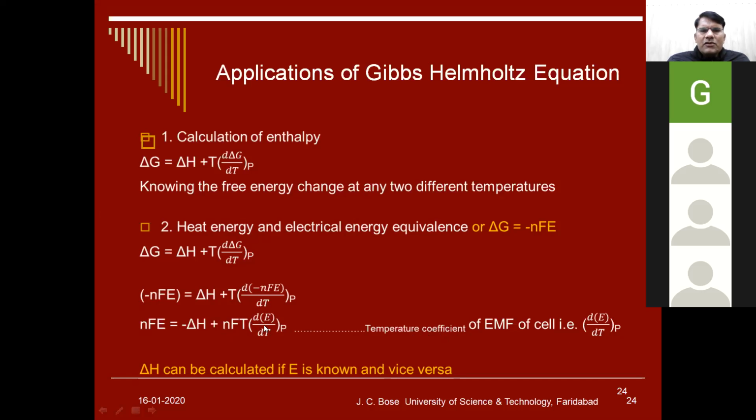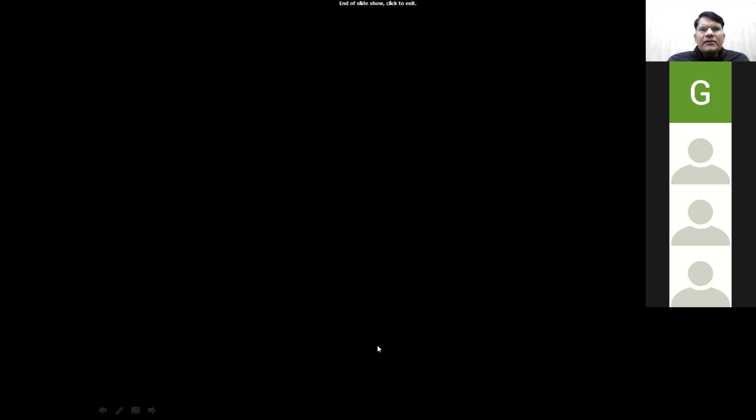So if this temperature coefficient of EMF of the cell is known, then we can calculate a large number of parameters. Delta H can be calculated if E is known to us, or if delta H is known to us, then we can calculate the value of E. So these are the applications of the Gibbs-Helmholtz equation.